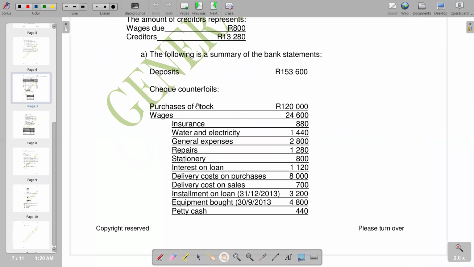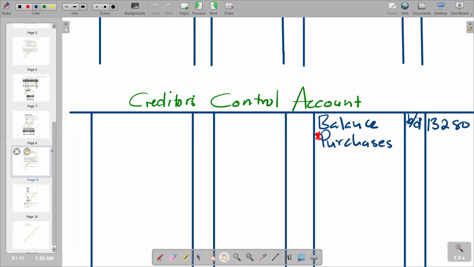So you see that we have got purchases of stock, which is represented by 120,000 here. It represents the amount that was paid to our creditors, and it has to go to the debit side of the creditors control account. So we've got 120,000 on the debit side as our bank.